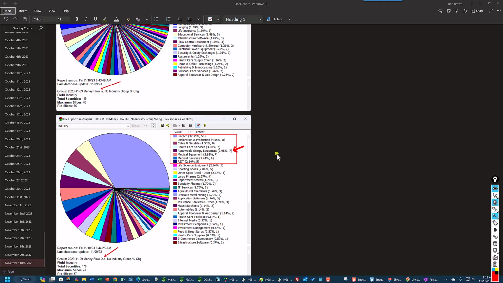Renewable energy stocks have really been hit hard, and they continue to be hit hard. But these are just snapshots of where the money has been flowing yesterday and today. Now, as I do this presentation today, you'll be able to see where money is flowing intraday. After the market opens, I'll show you that.